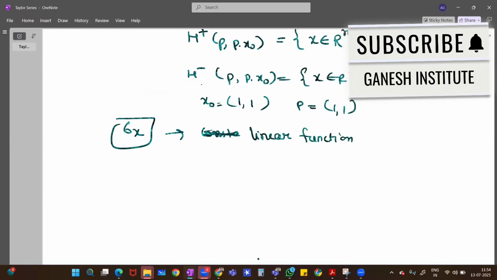Ma'am, so this is a linear function. This is convex, ma'am. This is convex because it is giving me what? Positive value. What about 3x cubed?